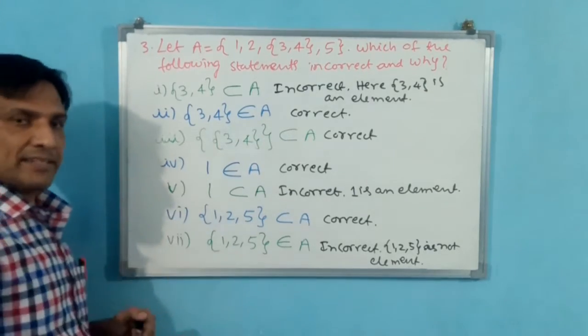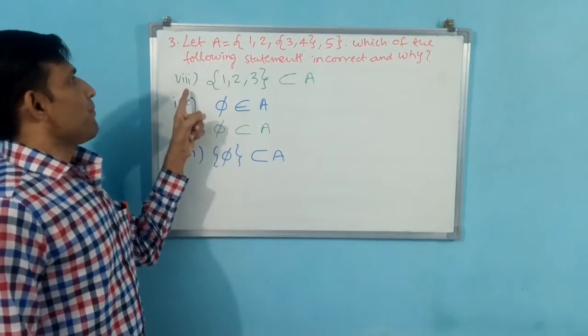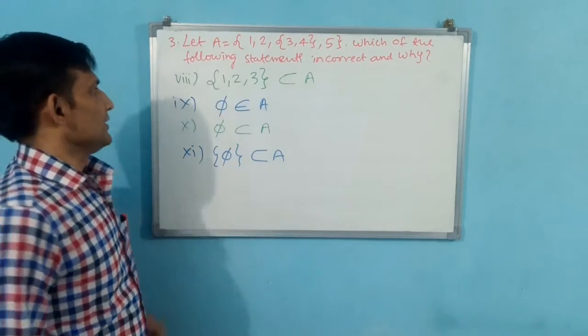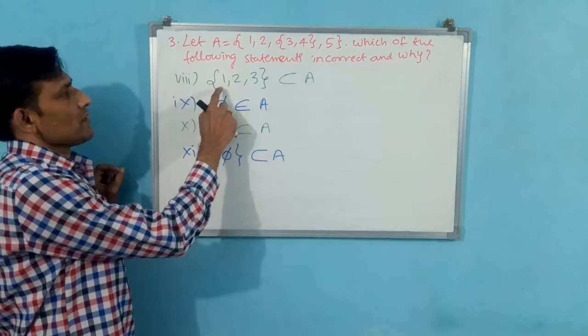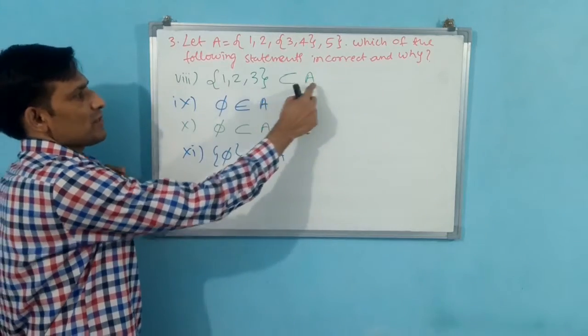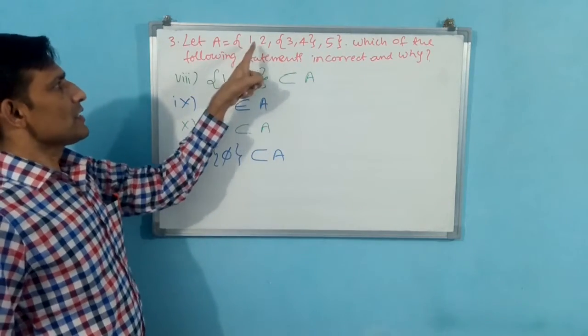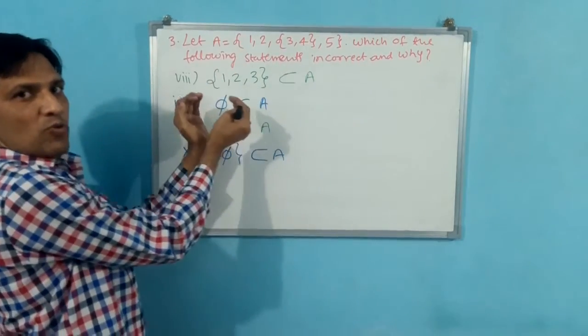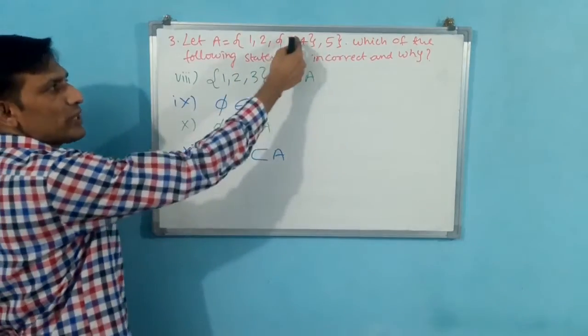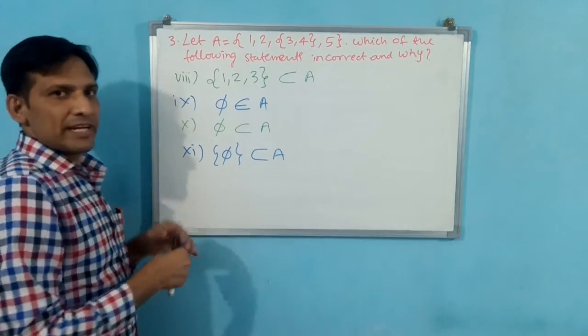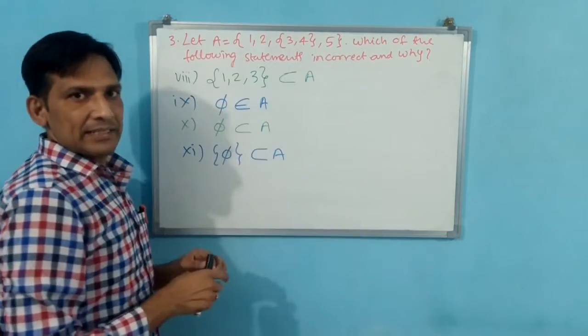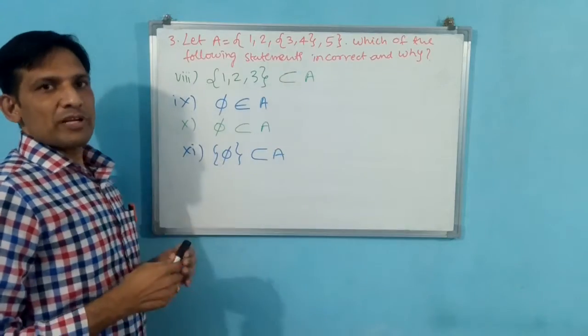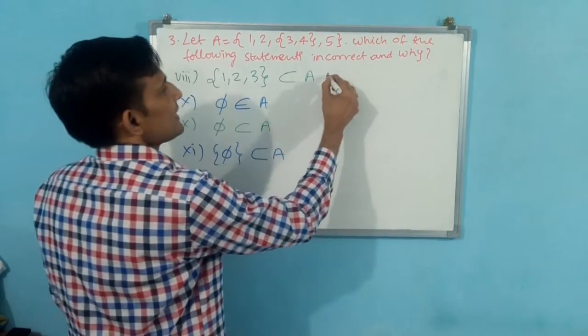We will go to the 8th, 9th, 10th. See, part 8 of the third question: {1, 2, 3} under braces is a subset of A. See here 1, 2 is there, 5 is there, but 3, 4 together you have to write under braces. But 3 you cannot break and bring outside. Why? Because {3, 4} is locked. Now it is not going to become a subset. Incorrect.